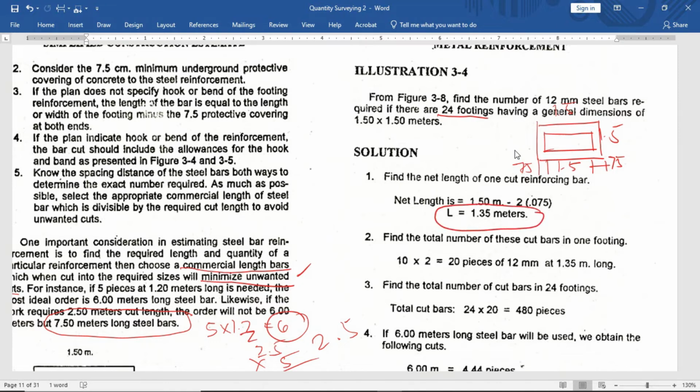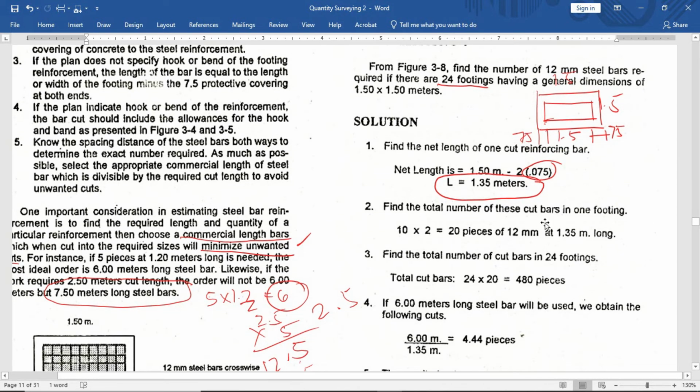So, safe na to kasi yung concrete cover is 75. So, itong 0.075 dito, ito yung concrete cover natin. So, ito yun, ito, tsaka ito. Kung dito ka naman titingin, ito yon, tsaka ito rin yun. So, find the total number of this.